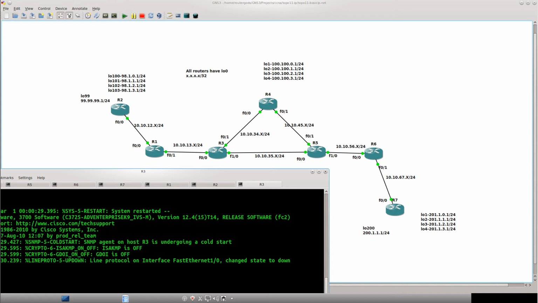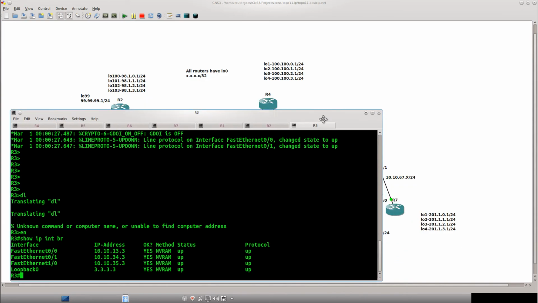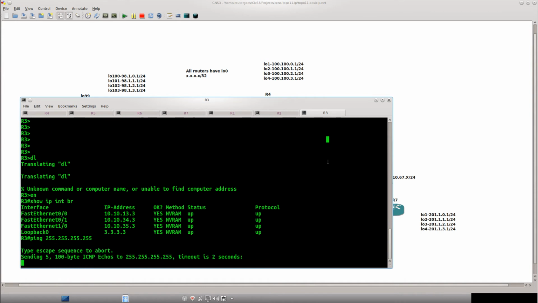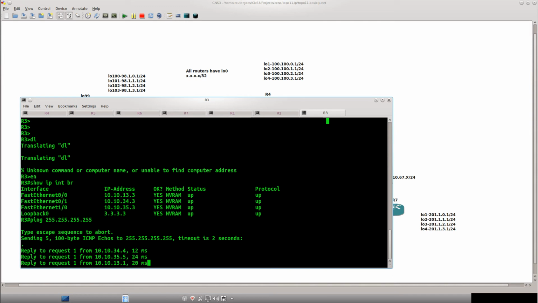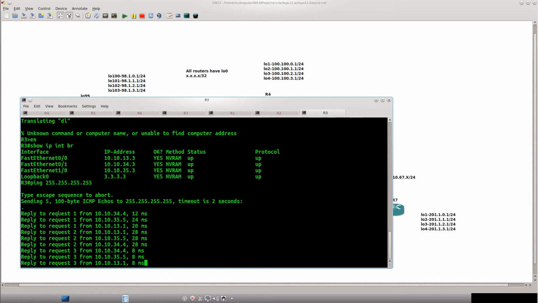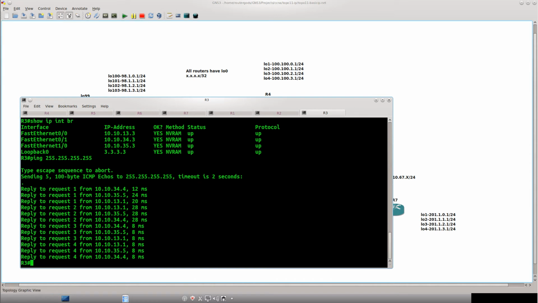So first of all, let's make sure we can ping from one router to the other. Go on R3 and ping 255.255.255.255. So you're going to go on R3, ping all 255s, and you should get a reply back. Very useful tool to have.